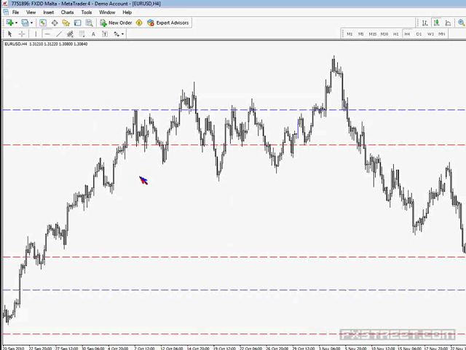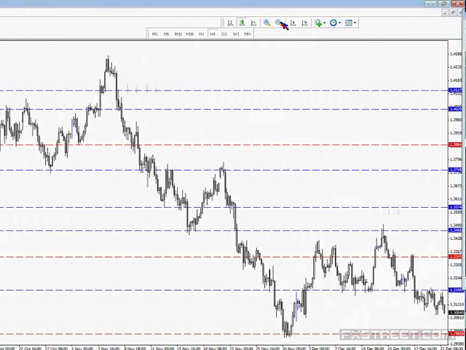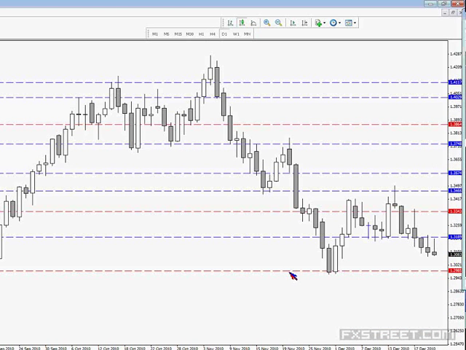So I may place a little bit more emphasis on those that are on the higher time frame. So based on the 1-day chart right here, I've got my red zones drawn, and then based on the 4-hour chart, I've got my blue ones.